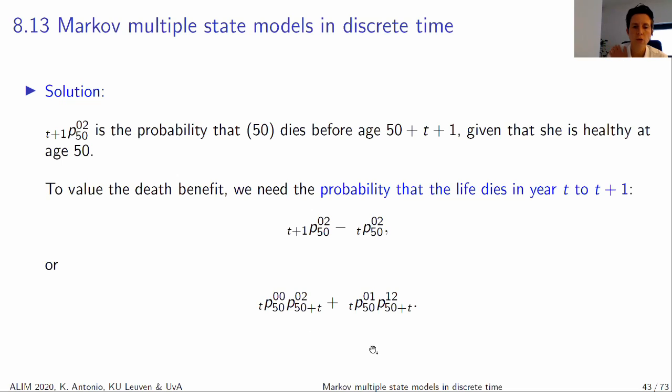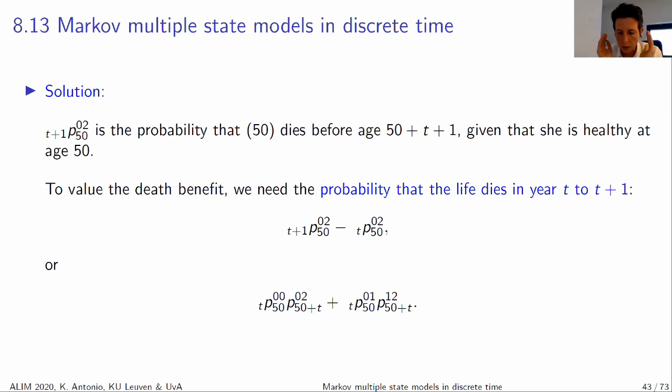Another way to write it is by looking at the possible paths that my policyholder can follow. So here you say, I'm going to see at age 50 plus T where I am, either in state 0 or in state 1. And then I'll need to make the transition into the death state between age 50 plus T and 50 plus T+1, right? So these are 2 different ways to write the probability that we need to have. And we need this probability to value the death benefit.